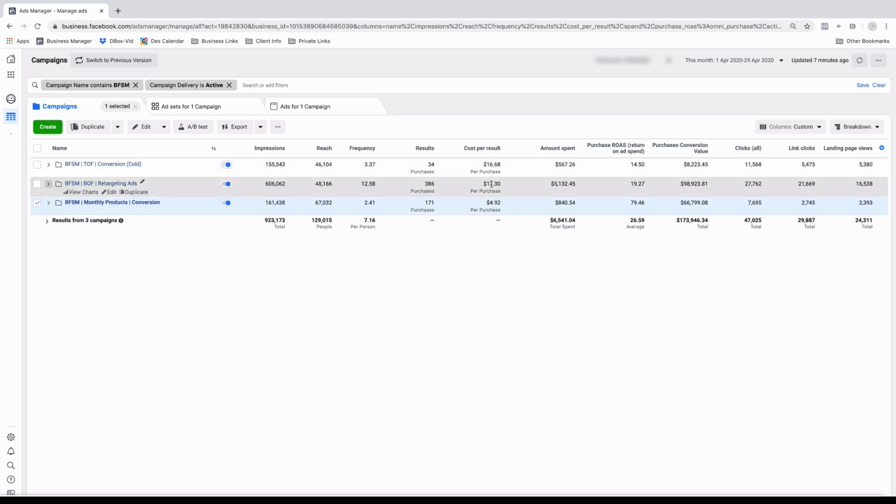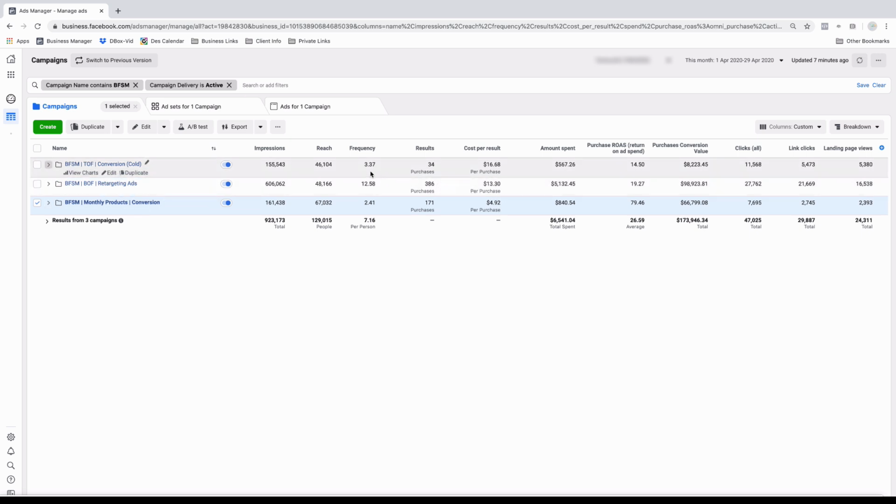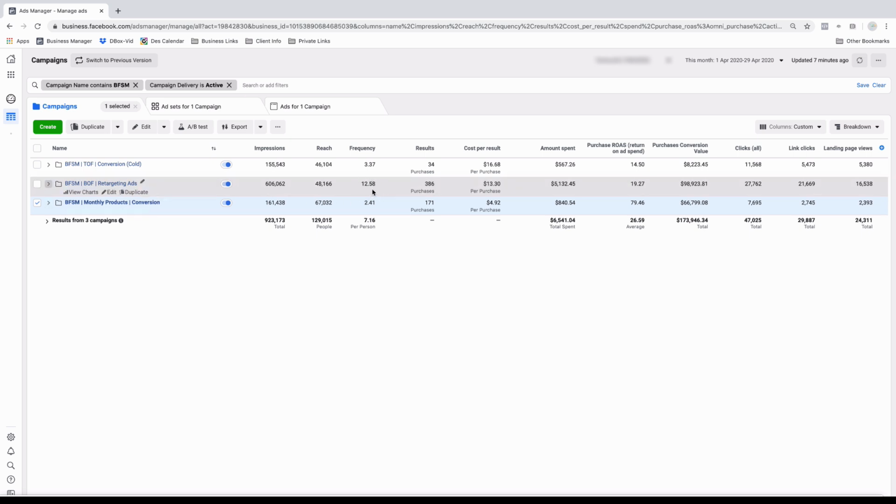So I'm happy with that purchase line and how that's working. I'm also happy looking at my frequencies. So bottom of funnel, my frequency is sitting at 12. That is potentially quite high. I'm probably spending too much money here compared to what I'm spending at top of funnel.